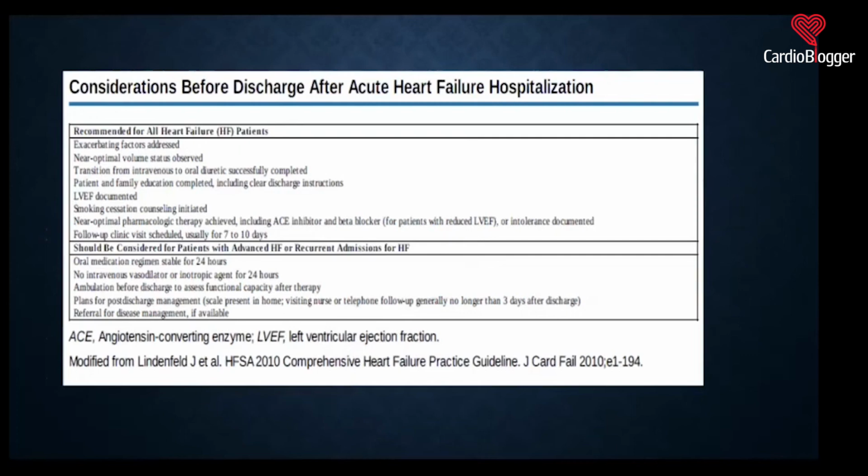We should try to change from the IV to the oral fully, family education, cessation of smoking, cessation of alcohol, everything. Pre-discharge LV ejection fraction should be documented, and the patient should be on optimum therapy with the ACE inhibitor and the beta blocker. The first follow-up visit should always be done 7 to 10 days after the discharge. And before discharge, you should always know that the patient should be on oral diuretic for at least 24 hours and no IV vasodilatory agents or inotropic agents for at least 24 hours.